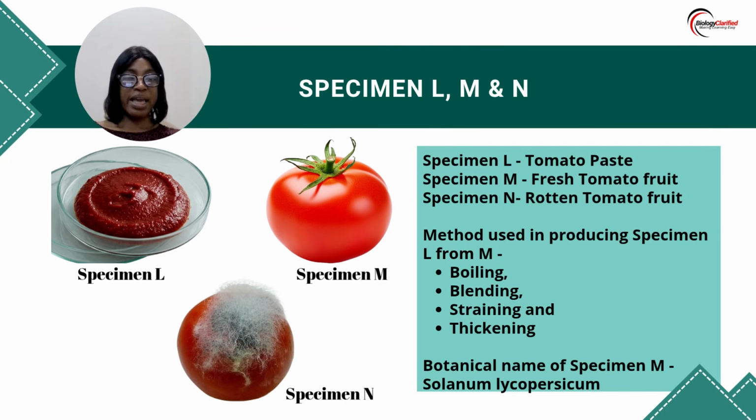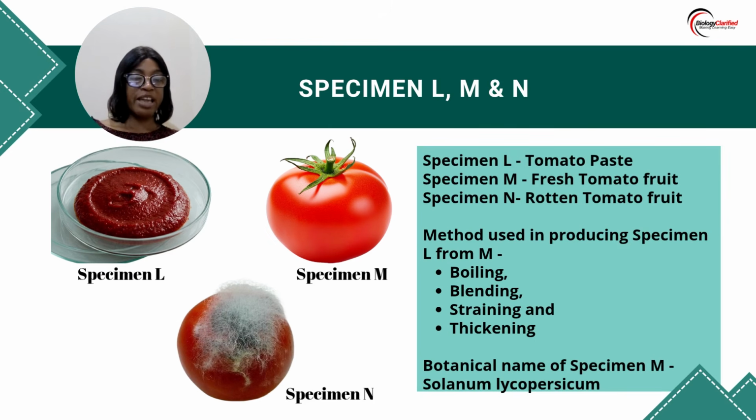Here we have specimens L, M and N. I combined the three of them because I believe there is going to be a relationship between the three of them in terms of questions. Specimen L is tomato paste, specimen M is fresh tomato fruit, specimen N is rotten tomato fruit. Methods used in producing specimen L from M: boiling, blending, straining and thickening. The four methods are included in the response.